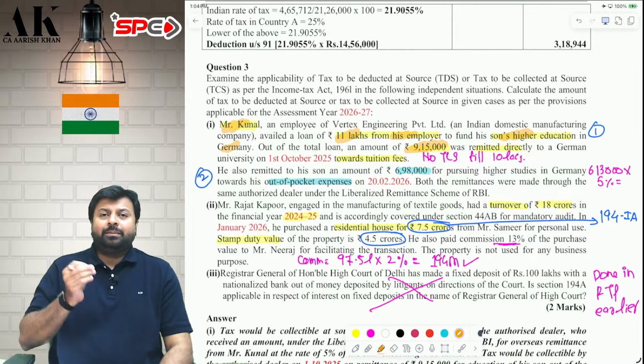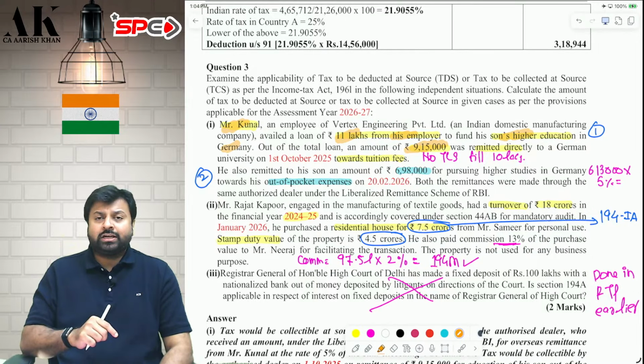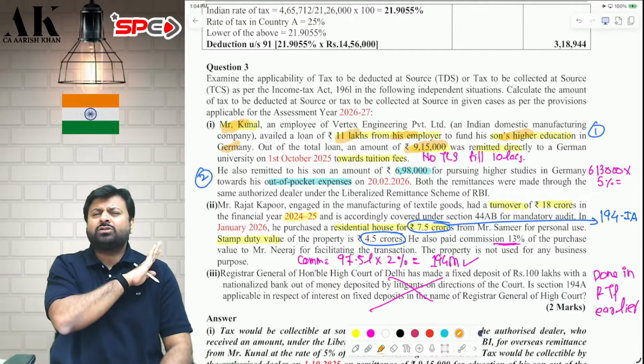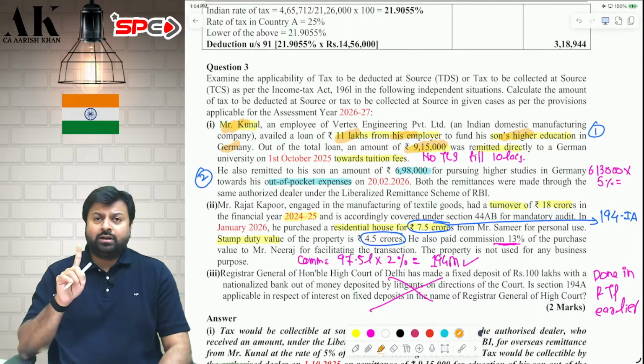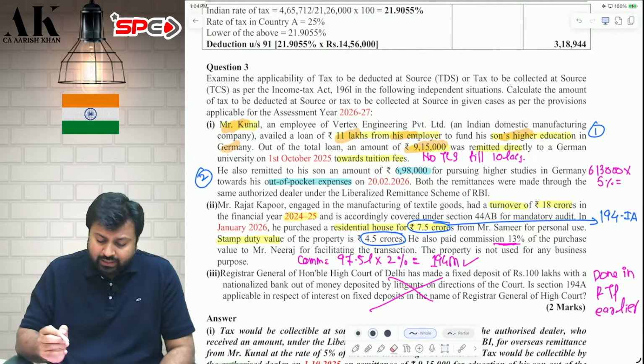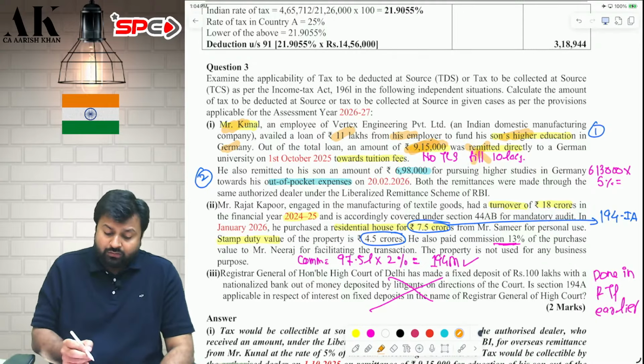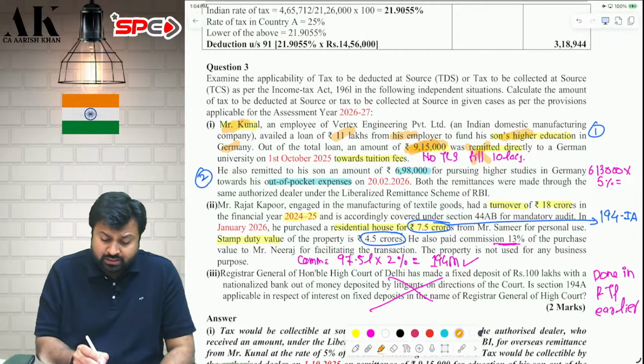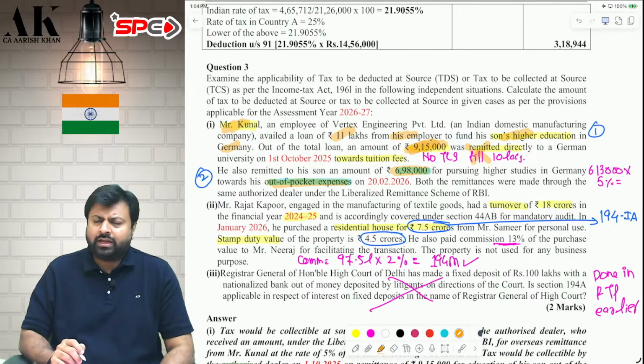If you take a loan from a financial institution in India and then send the money outside India, then TCS is not applicable. But here you are not taking a loan from a financial institution, you are taking a loan from your employer. So, you are taking a loan of 11 lakh rupees from your employer. You are sending 9,15,000. This will not be subject to TCS. Now, this is for your son's education. Now, you are sending another 6,98,000 rupees for his out-of-pocket expenses, which are also considered education expenses only.